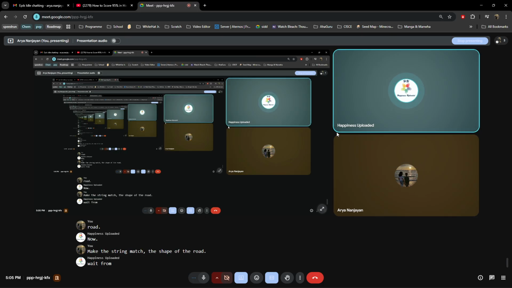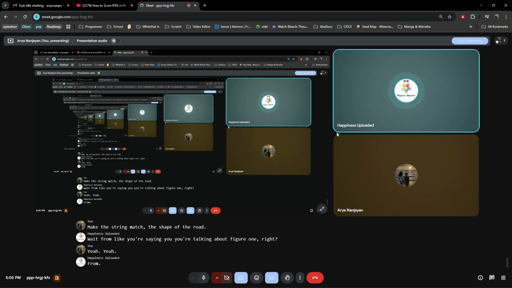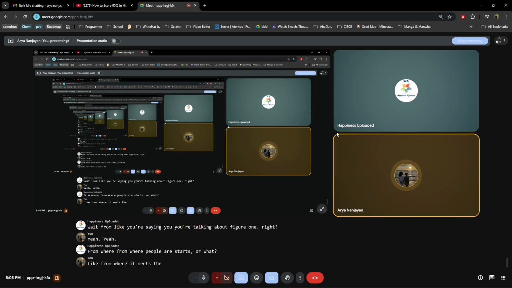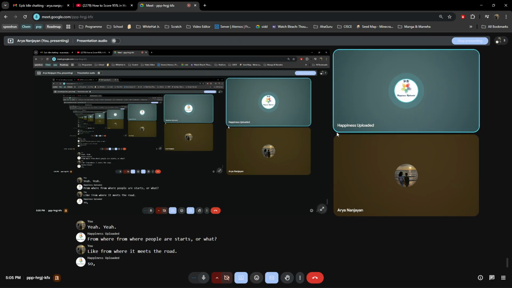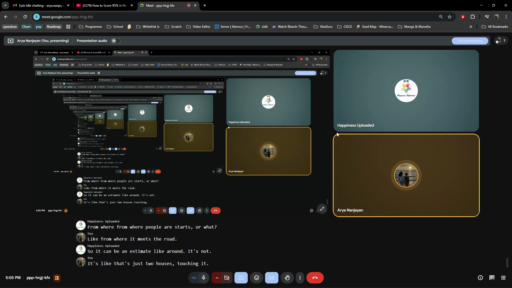You're talking about figure one right now, right? From where Piplia starts? Like from where it meets the road. It can be an estimate. There's just two houses touching it, so it's extremely close. You just take the shot.